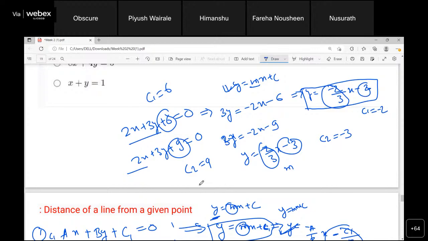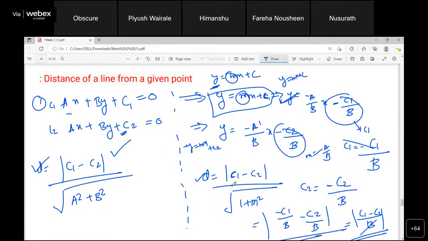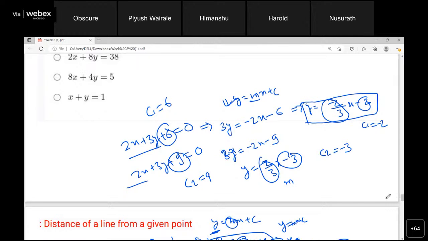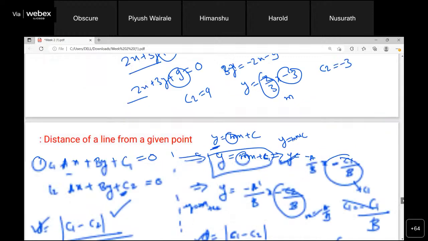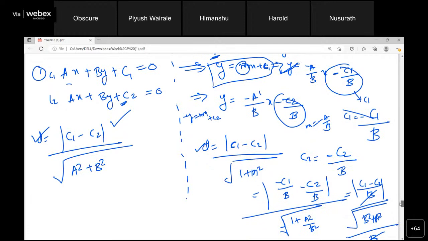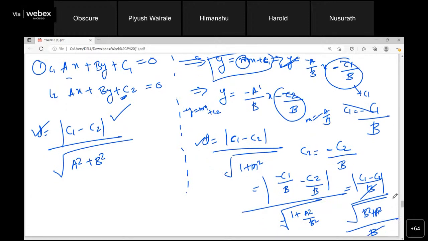If you're converting this equation into this form, you can use the second one, that is d equals modulus of c1 minus c2 upon under root of 1 plus m square. So there in the modulus, sir, this is the modulus of minus c1 by b minus c2 by b, by taking common, minus c1 minus c2 by b. Yeah, so minus of minus c2 by b, right? Same thing, because ultimately we're taking the mod, so it will be a positive value only.